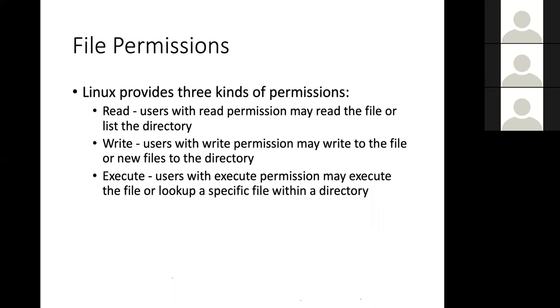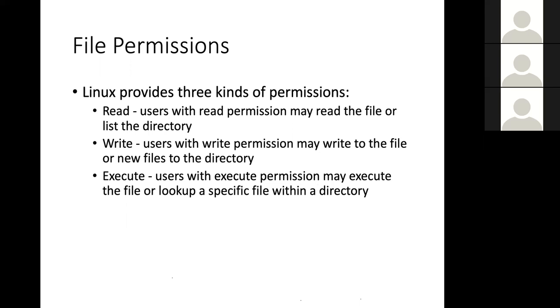Okay, so now what are the actual permissions that a folder or a file can have? There are three permissions that a folder or a file can have, which are read, write, and execute. RWX. Okay, execute is represented as X: R, W, and X. Okay, read: users with read permission may read the file or list the directory. Users with write permission may write to the file or add new files to the directory. Execute: users with execute permission may execute the file, right?